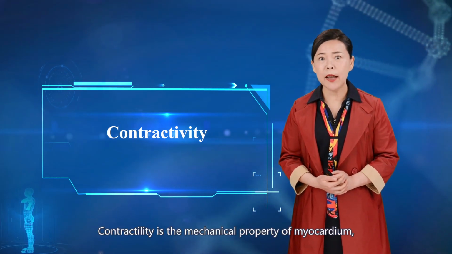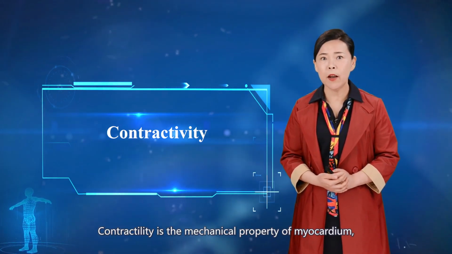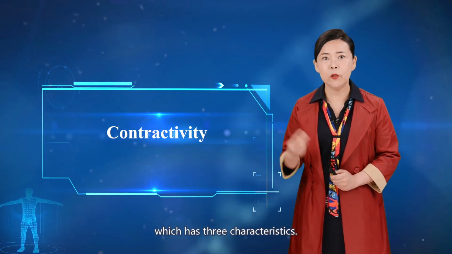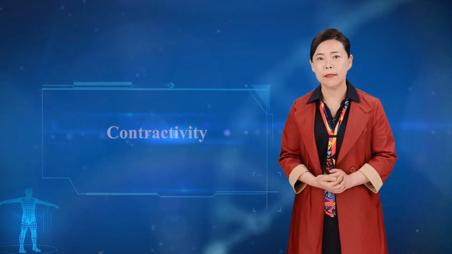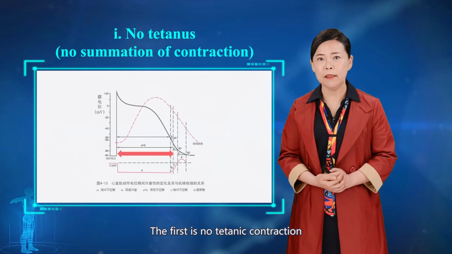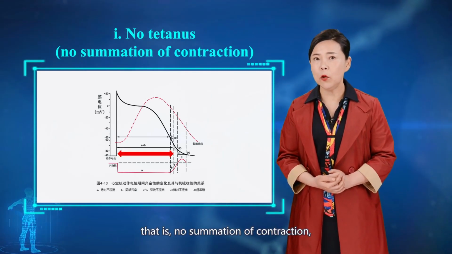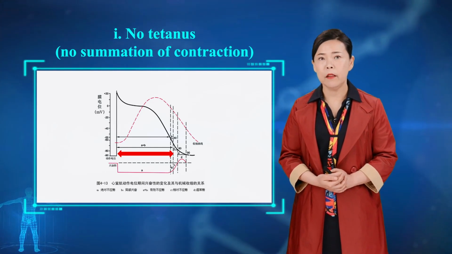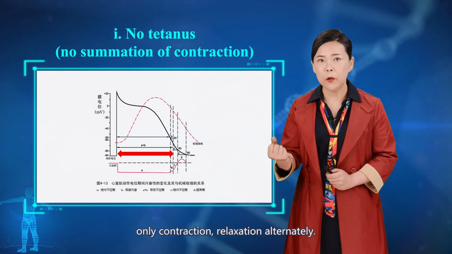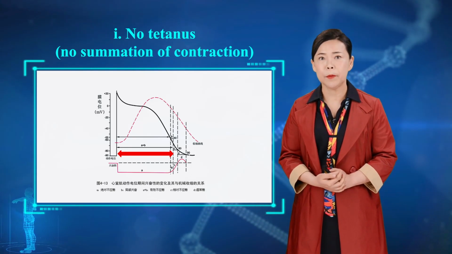Contractility is the mechanical property of myocardium, which has three characteristics. The first is no tetanic contraction. That is, no summation of contraction, only contraction and relaxation alternately.